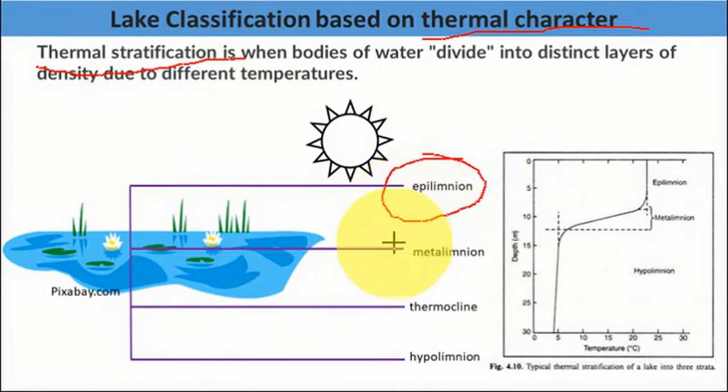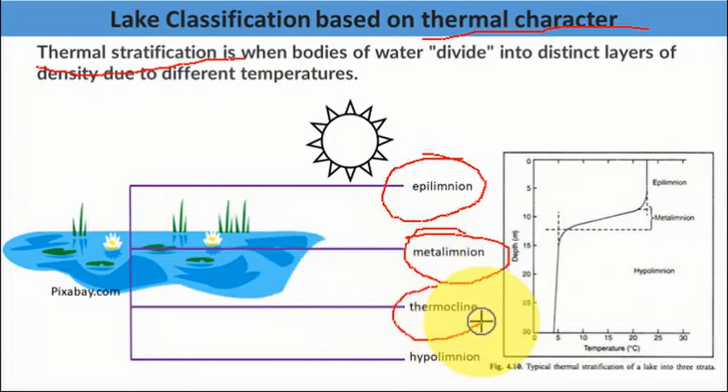Epilimnion, that already we have come to know what it is, the top surface water of the lake. Then metalimnion is the middle water layer. Then thermocline, a zone of water where temperature changes very rapidly. And the hypolimnion, which is the bottom part of the lake water body.